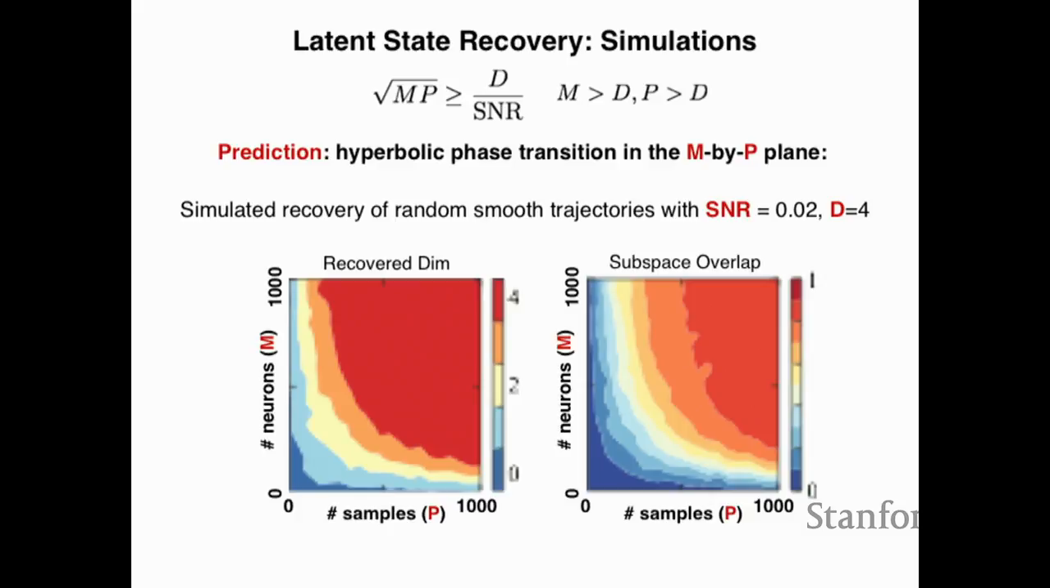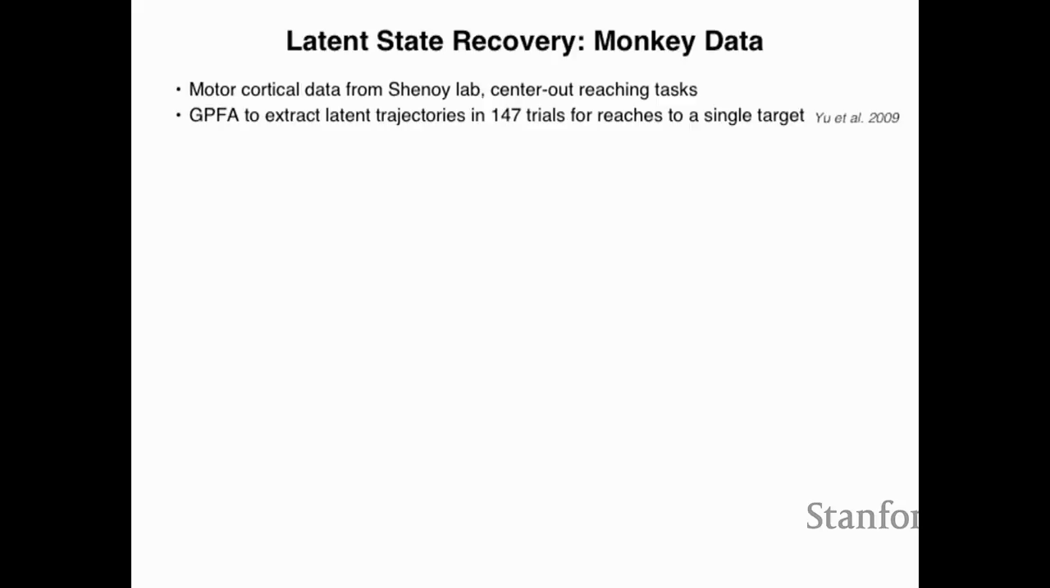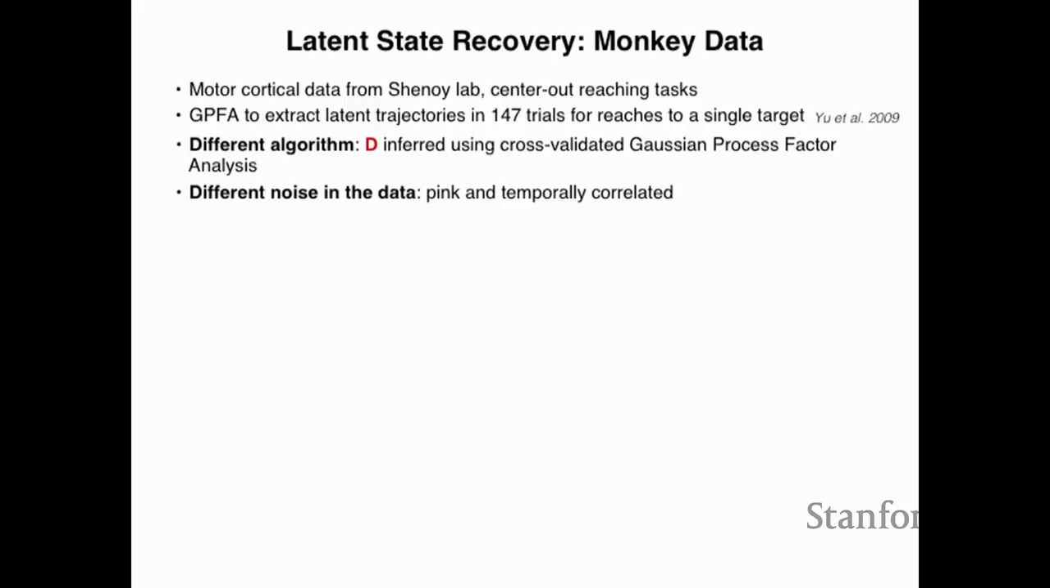But in any case, we can test this in a monkey. So what we did was we again looked at data from the Shenoy lab, the same data that I talked about before in a trial average setting, but we look at them in a single trial setting, right? And we use something called Gaussian process factor analysis. It's basically a souped up version of PCA with some smoothing along the temporal direction to extract latent trajectories, neural trajectories, in 147 trials for reaches to a single target, okay? And we use a different algorithm even from just low-rank matrix denoising. We infer the dimensionality explored by these latent trajectories using cross-validated Gaussian process factor analysis. So there's a parameter which is how many dimensions you keep, and you can choose that parameter using cross-validation, how well you predict single trials on held-out data, and so on.